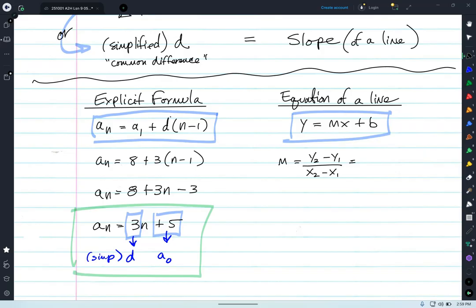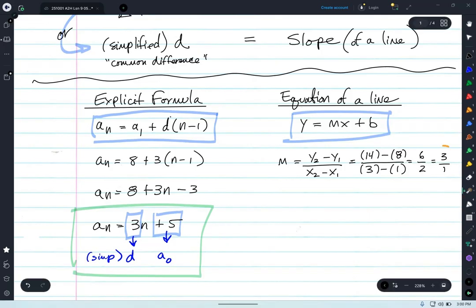So if I use 3, 14 and 1, 8, I'm going to go 14 and 3, and it's a subtraction problem, and then 8 and 1. And again, this is a fraction. 14 minus 8 is 6, and 3 minus 1 is 2. And simplified, that is 3 over 1. When we write it as m, we wouldn't write it 3 over 1, but what we know is if we read this, it's up 3, right 1, up 3, right 1, up 3, right 1. Or it could go down 3, left 1.